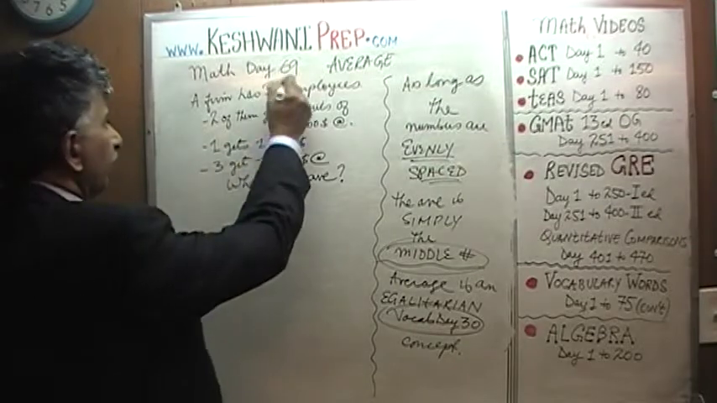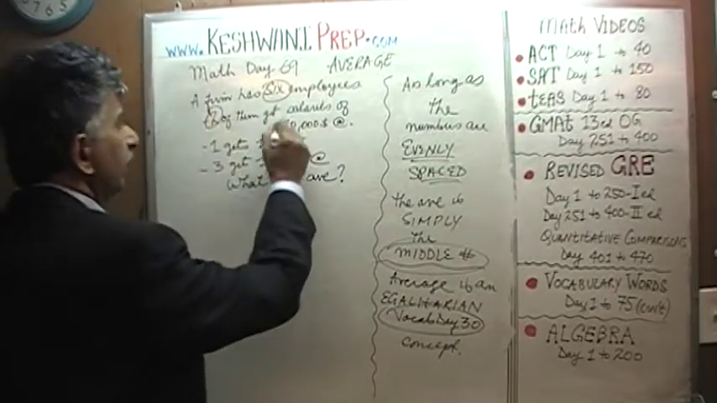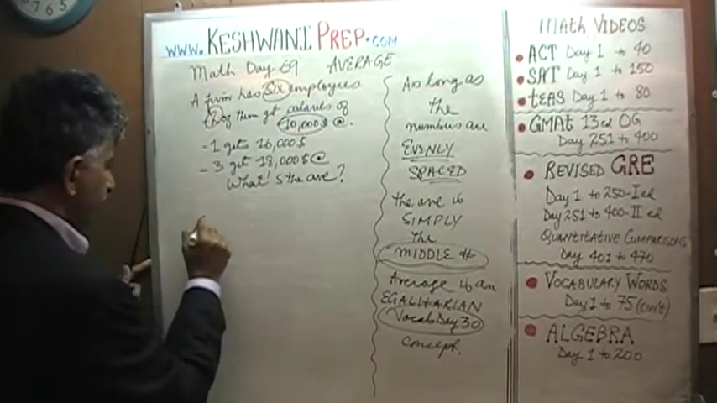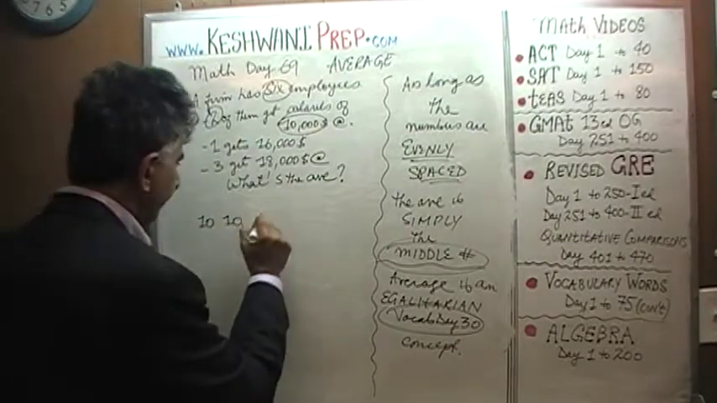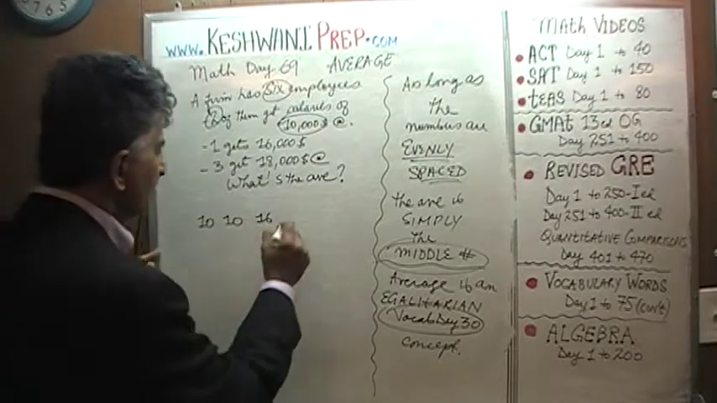We have six people. Two of them get a salary of 10,000 each, so we have 10 and 10. That's two people right there. One gets 16. Three of them get 18.